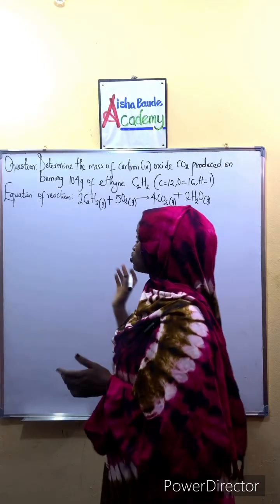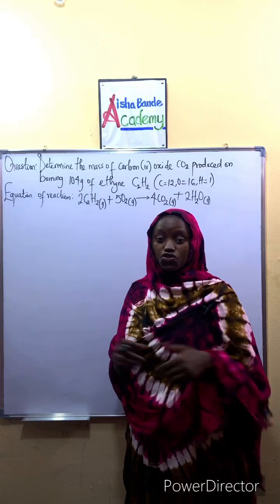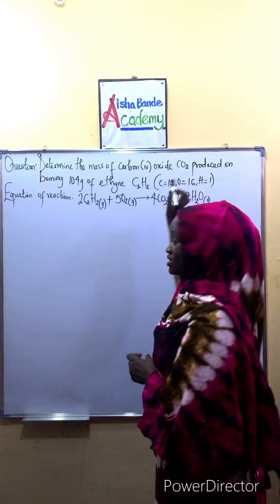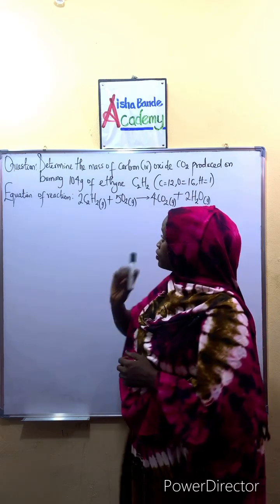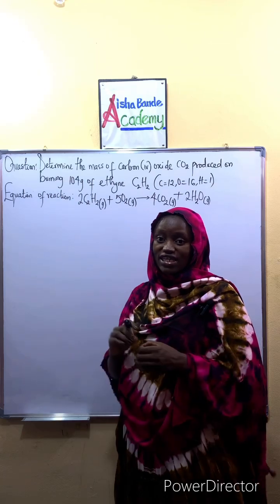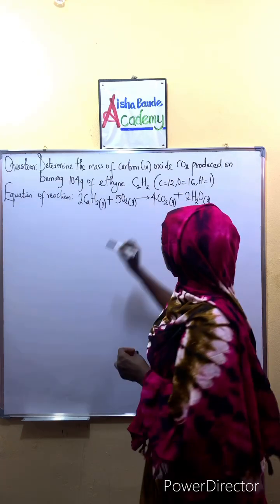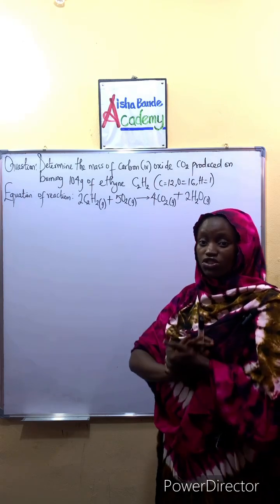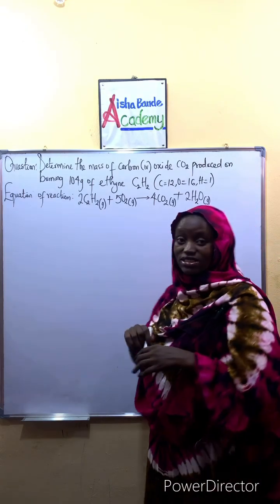So we have a question to solve which is still on this stoichiometry of reaction. The question reads: determine the mass of carbon dioxide, which is CO2, produced on burning 104 grams of ethyne, which is C2H2, given the atomic masses of each element. Carbon as 12, hydrogen given as 1, and oxygen as 16.